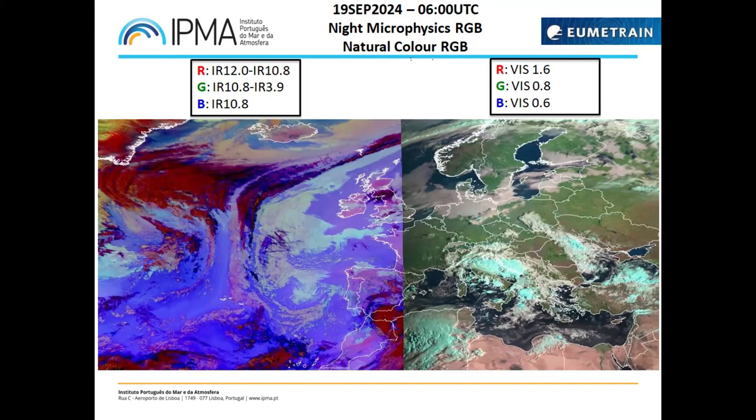On the left side is the night microphysics RGB, and the low level water clouds appear in pastel colors, and we can see them west of Ireland.